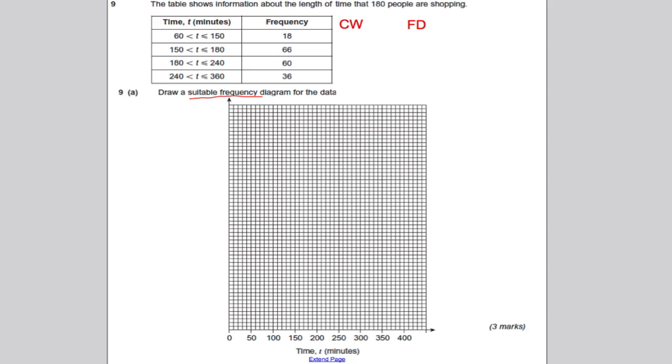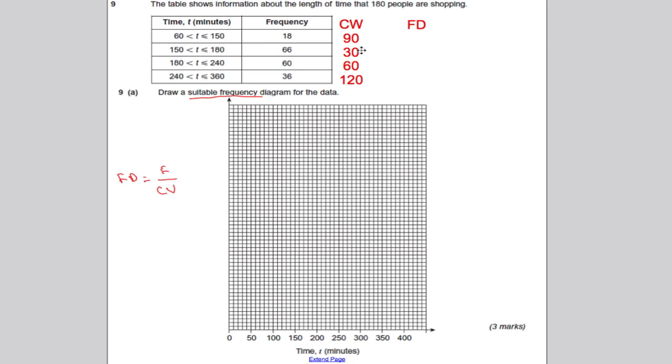So if you remember, the frequency density is the frequency, I'm going to call it F here, divided by class width. So I take the frequency and I divide it by the class width. The class widths for each one. This one is 90 because 150 take away 60 is 90.